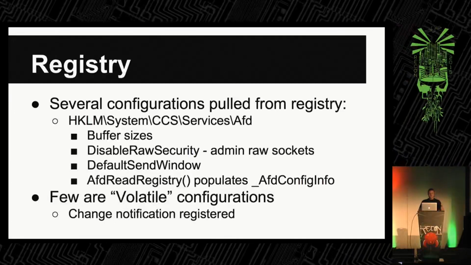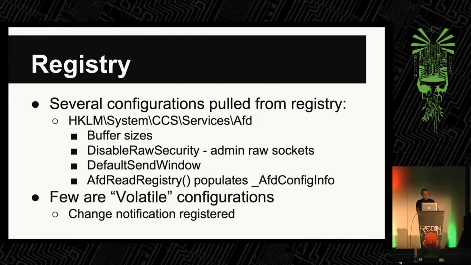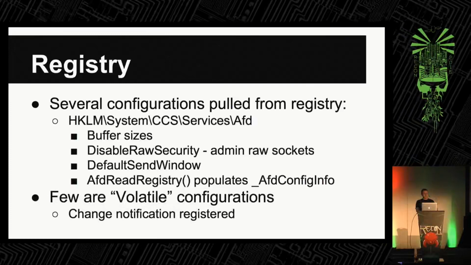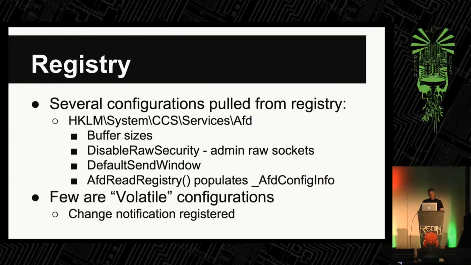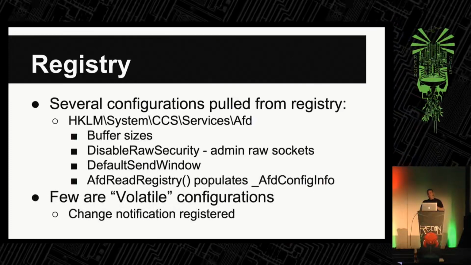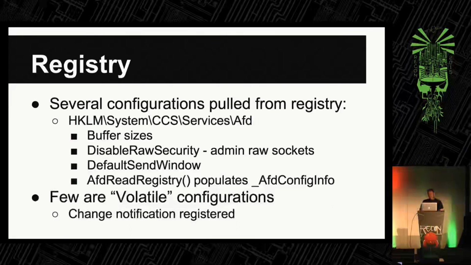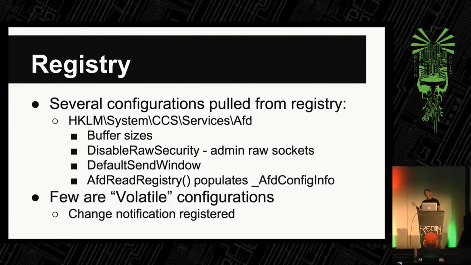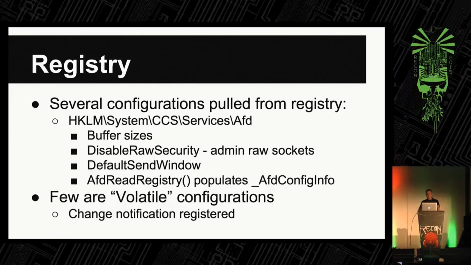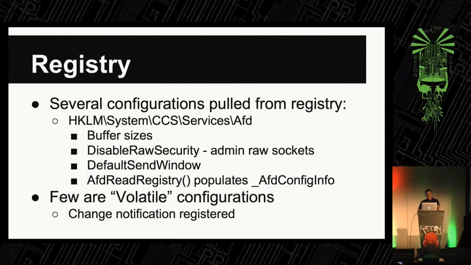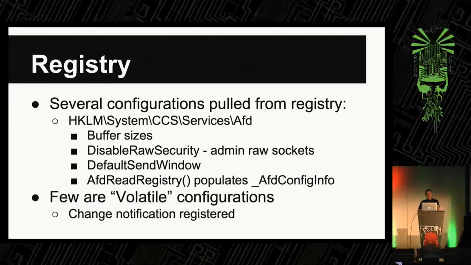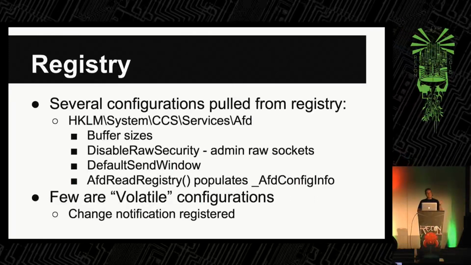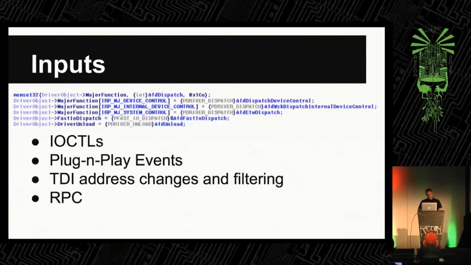Unfortunately, well, fortunately for the security, the keys are appropriately secured. You have to be admin, and if you're already admin from a sandbox, there's a lot easier ways to escape a sandbox. Now, a few of these configurations are registered as volatile configurations, so that they register a change event notification on the registry. So the driver will get a callback when this registry key changes, and it will reconfigure itself. Things like buffer sizes are not in that, and the disable raw security was not in that, which is why you have to reboot after setting this flag if you want to make raw socket communications.